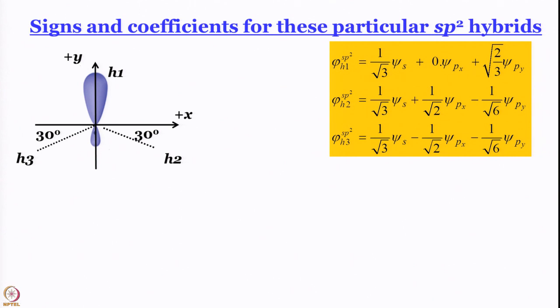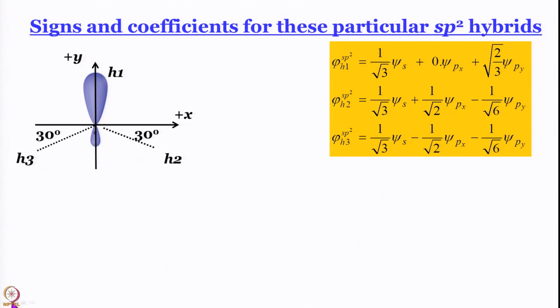Please convince yourselves, please work them out. Please also convince yourselves that they are normalized, but it is not even required because we have used normalization condition to even construct them. Now, we come back to that question. The first one, is it sp2 or is it sp?